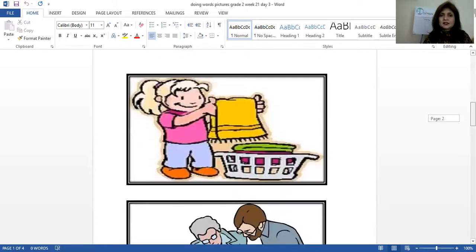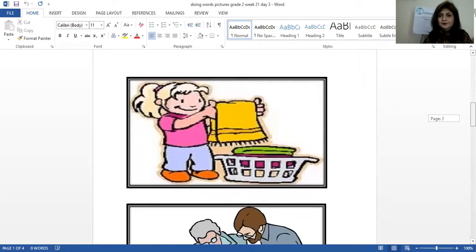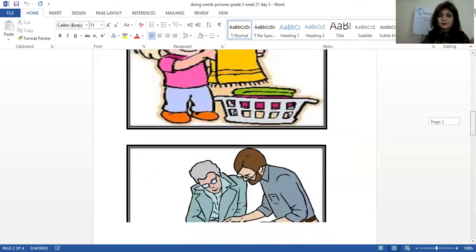Now, what is this girl doing? You can say she's folding the clothes. Yes, so how will you describe? In this picture, I can see a girl who is folding clothes and keeping them in the basket, right? So what doing words have you used? Folding, keeping. Again, two doing words you have used.